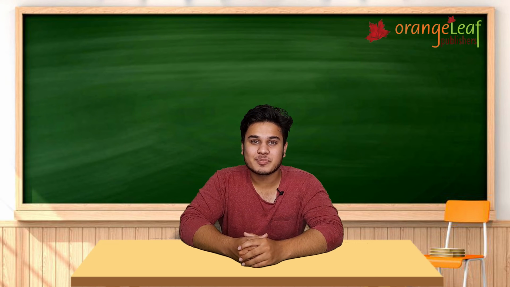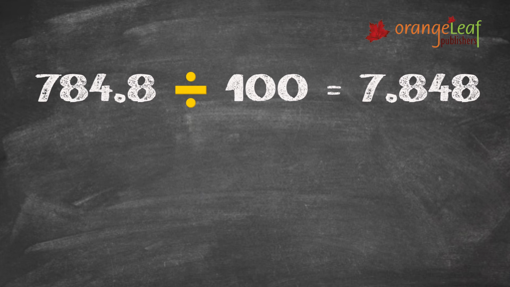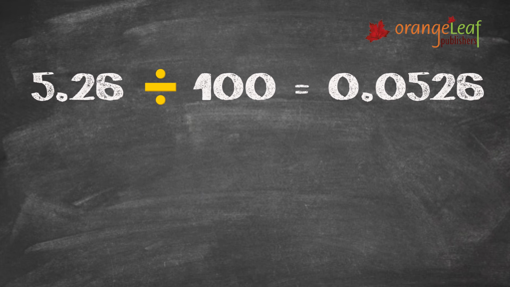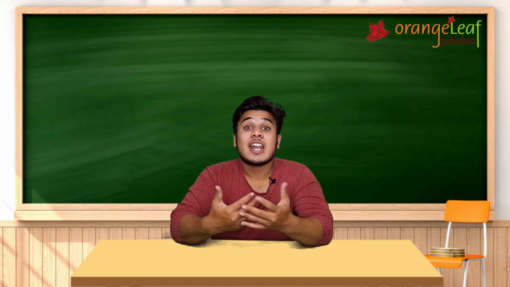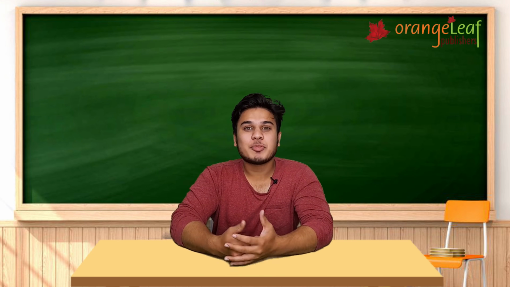Here are some examples. 5.99 divided by 10 is equal to 0.599. 784.8 divided by 100 is equal to 7.848. And 5.26 divided by 100 is equal to 0.0526. Now I hope you understood that. Let's test it out with an exercise. I'll help you with the first question.